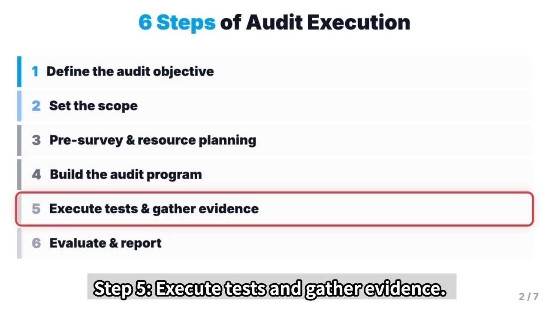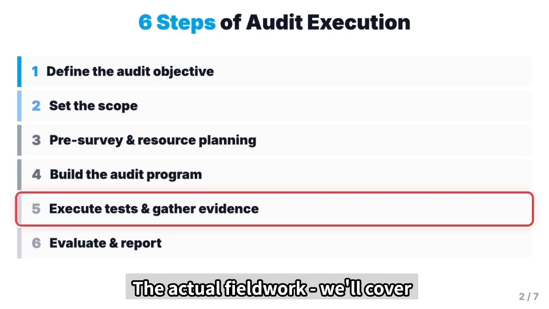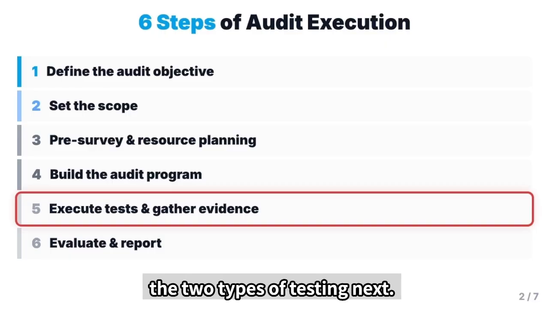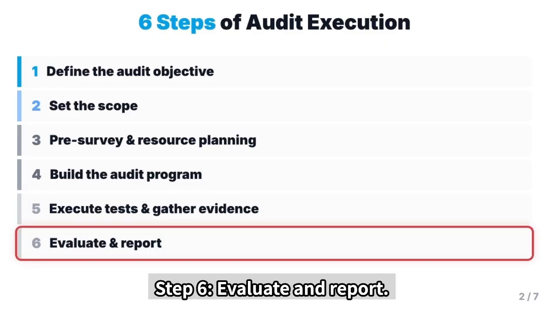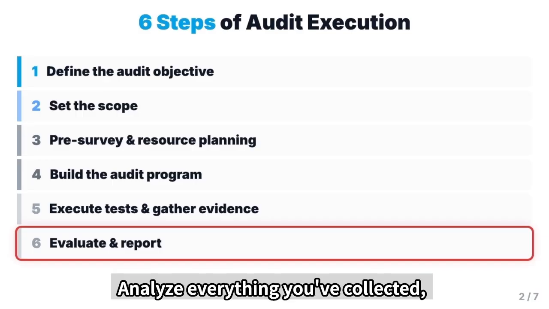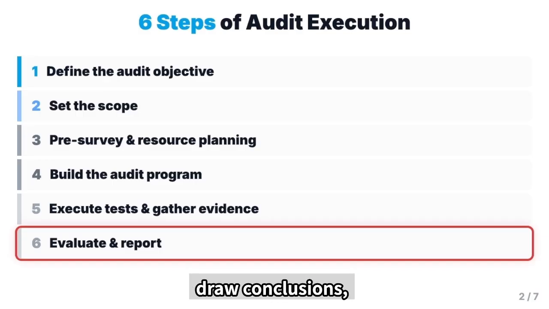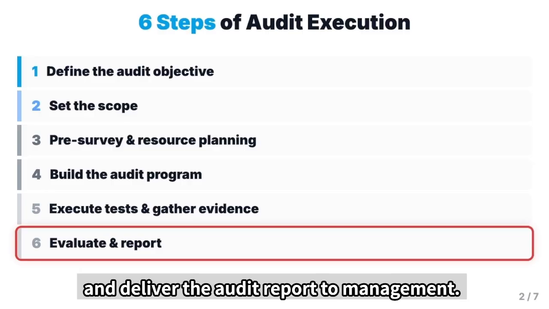Step 5. Execute tests and gather evidence. The actual fieldwork will cover the 2 types of testing next. Step 6. Evaluate and report. Analyze everything you've collected, draw conclusions, and deliver the audit report to management.